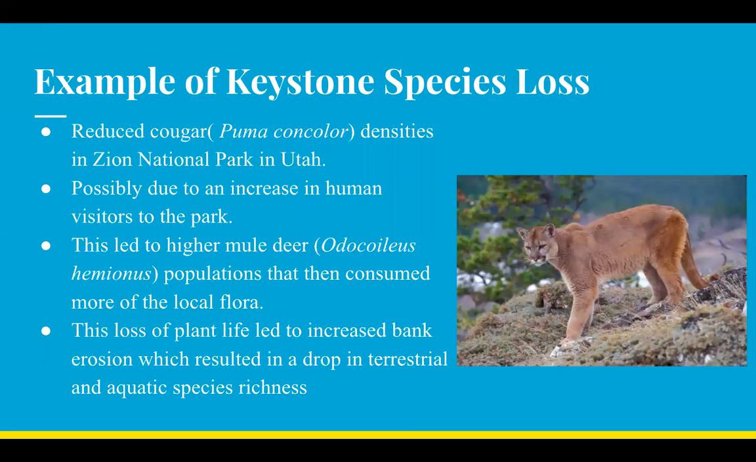Example of a keystone species loss, continued. Reduced cougar densities in Zion National Park in Utah, possibly due to an increase in human visitation to the park, led to higher mule deer populations that then consumed more of the local flora. This loss of plant life led to increased bank erosion, which resulted in a drop in terrestrial and aquatic species richness. So, without the cougar, the mule deer population increased. But also, the mule deer were probably going into areas that the cougar would have suppressed their visiting.